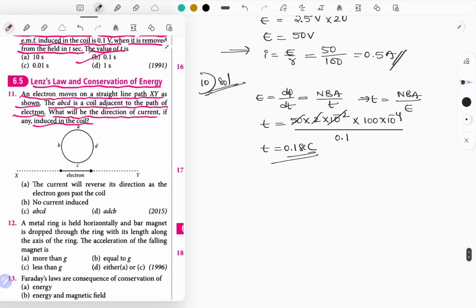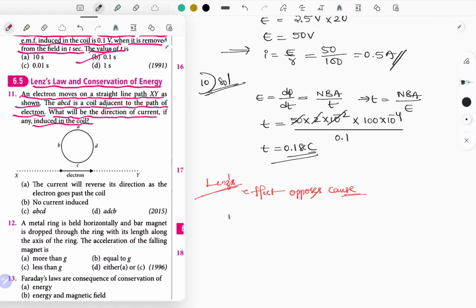So what is the condition for induced EMF? When there are flux linkages, definitely EMF is induced, and if the coil is closed, there will be a current flow. Then what about Lenz's law? Let me explain that. According to Lenz's law, effect always opposes the cause, correct? Effect opposes cause.